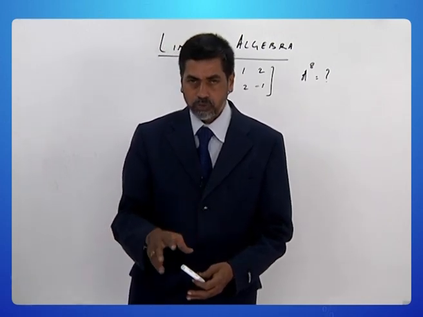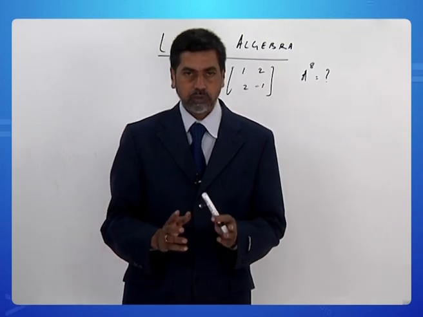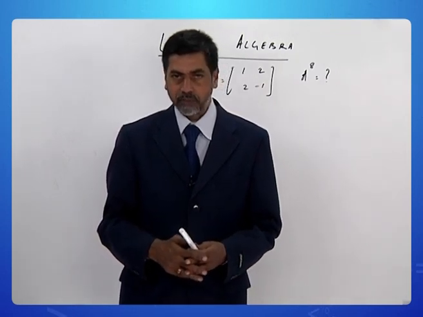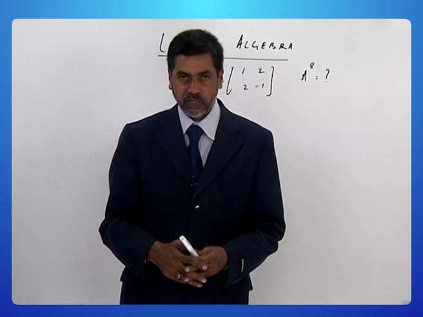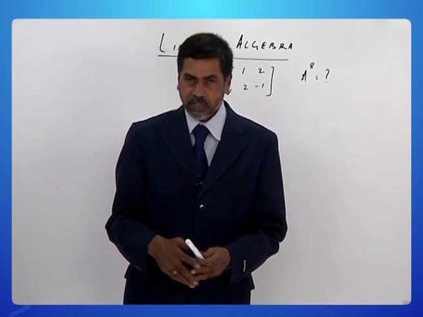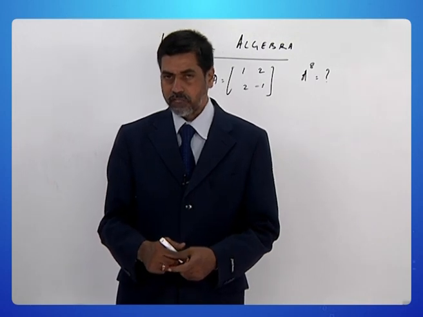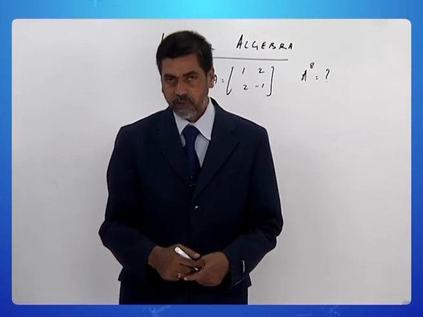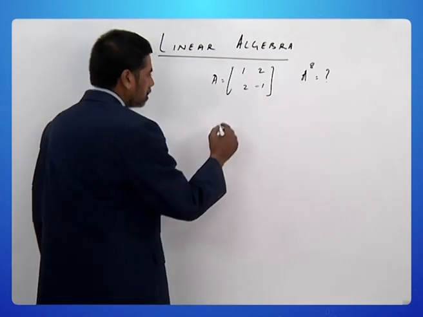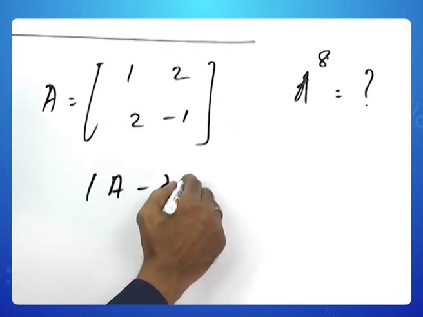Now, there are two approaches to this problem. One approach is through the so-called Cayley-Hamilton theorem, and one is through the process of diagonalization. The diagonalization process is pretty cumbersome for this problem. So, let us look at the Cayley-Hamilton theorem's application. First, let's get the characteristic equation by the formula determinant of A minus lambda I is equal to 0.